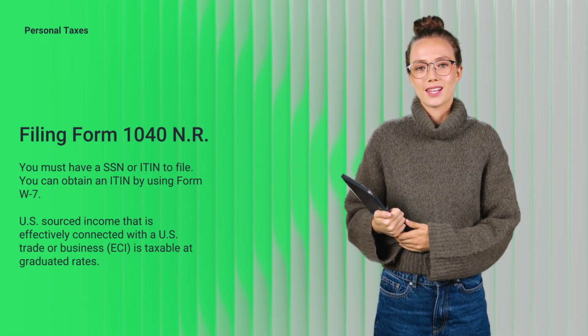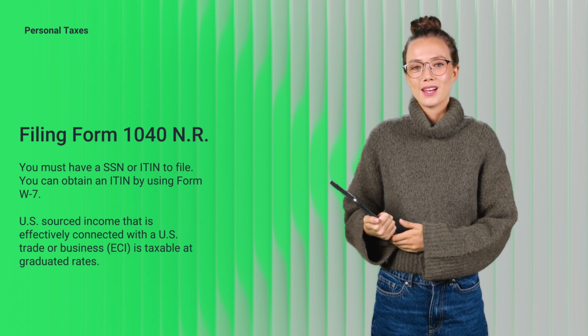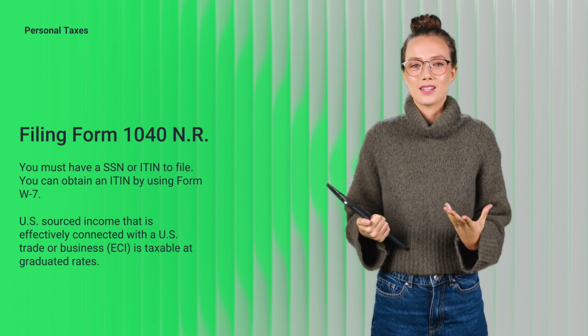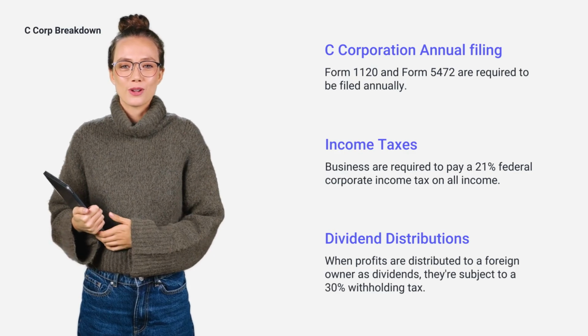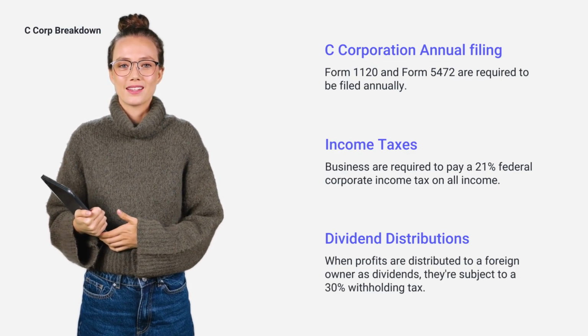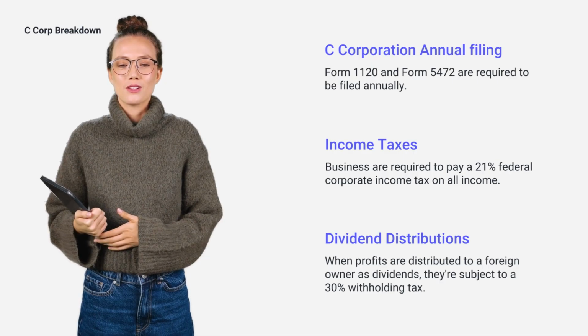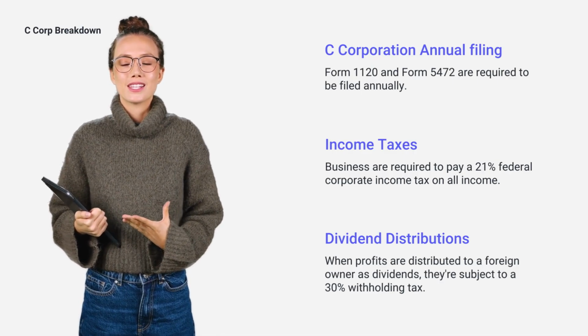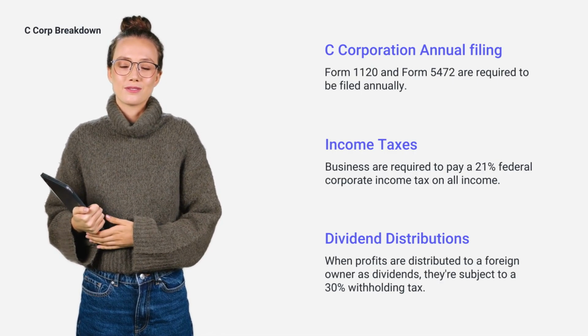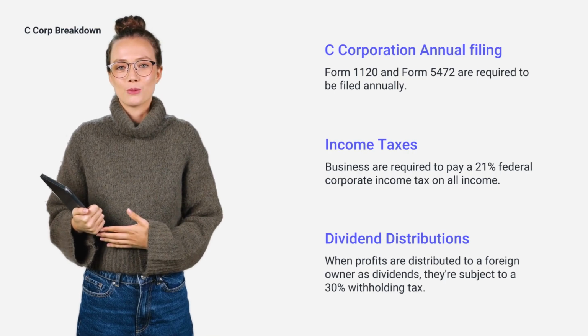As a disregarded entity, U.S.-sourced income is treated differently than non-U.S.-sourced. Alternatively, a foreign-owned U.S. business can be taxed as a C Corporation. Under this classification, the entity itself is the taxpayer. This also applies if there's more than one owner.